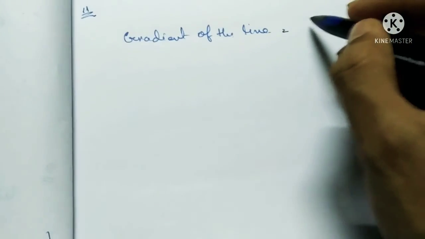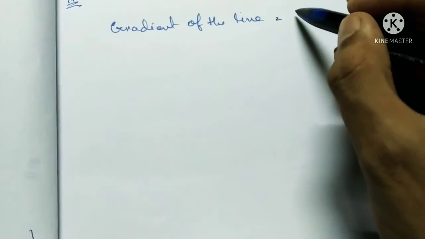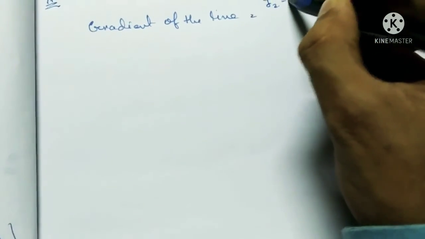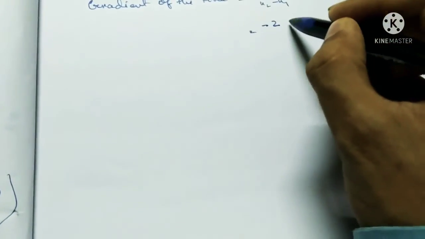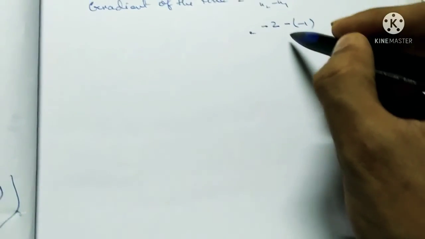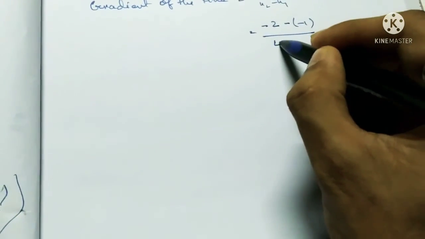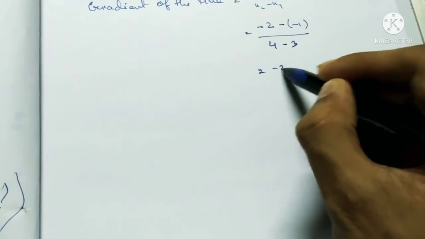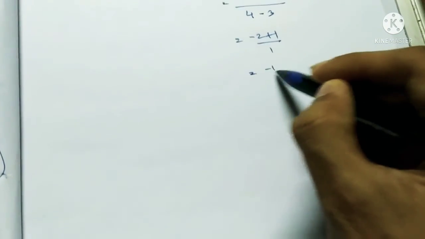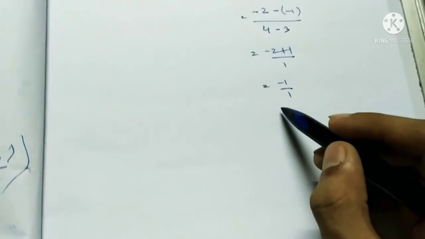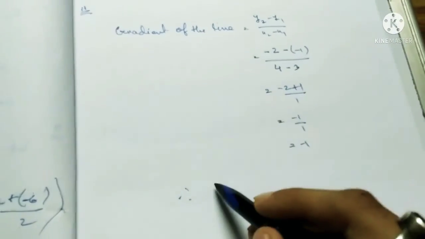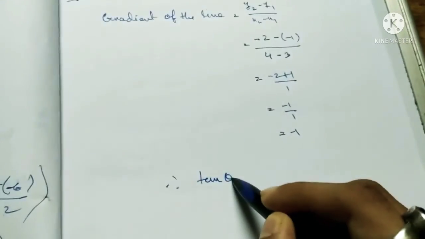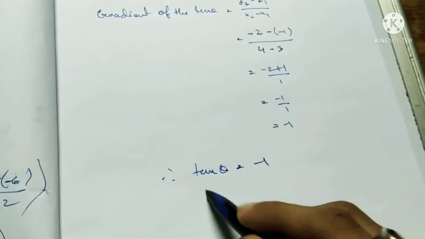Gradient of the line is y2 minus y1 by x2 minus x1. So in here y2 I can take it as minus 2. Okay, minus 2 minus minus 1 by x2, which is 4 minus 3. So this is minus 2 plus 1 by 1, minus 1 by 1, which is ultimately you can say this is minus 1. So therefore gradient of the line, that means what? It is tan theta. Yes or no? So tan theta is equal to minus 1.